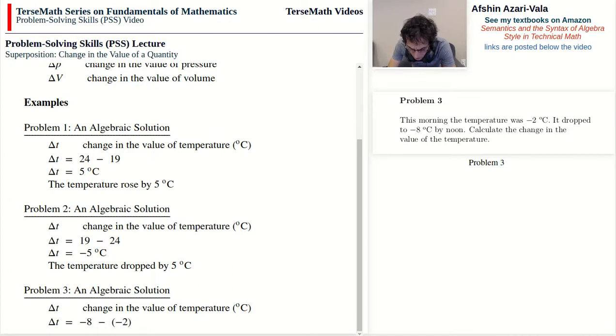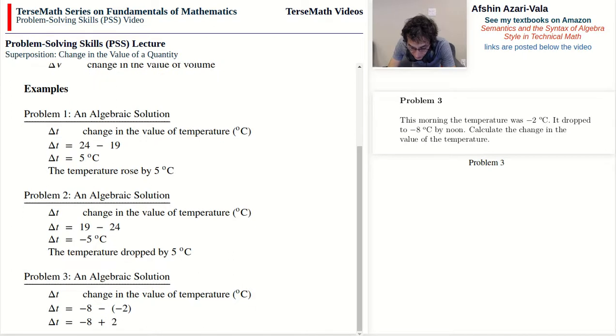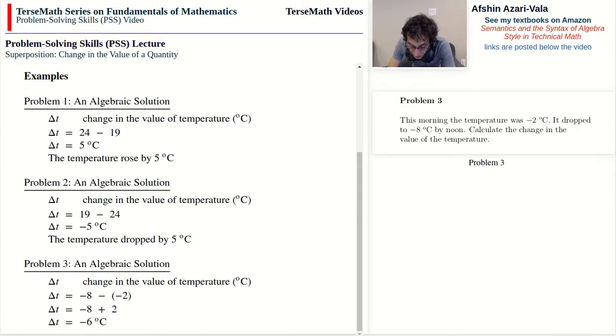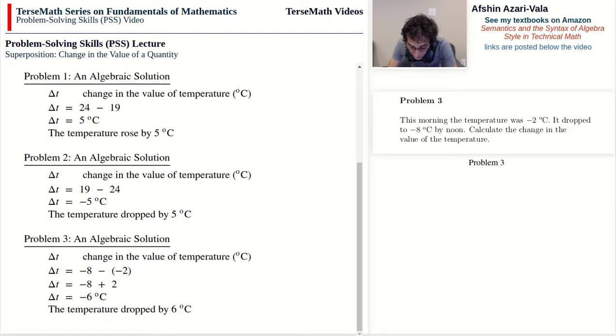Now, of course, we can simplify this. We will discuss this in a video coming up very soon on integers in the TS component of this series. But this can be simplified to negative 8 plus 2, and it becomes negative 6 degrees Celsius, indicating that there is again a drop in temperature because delta T is negative. And so we can say that the temperature dropped by 6 degrees Celsius.